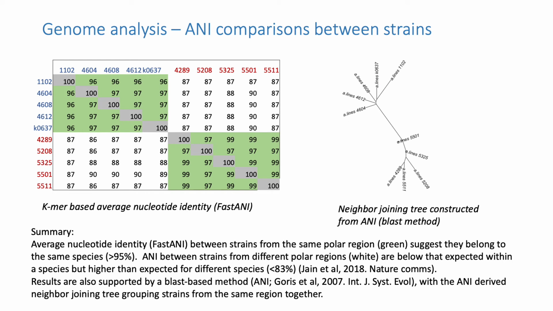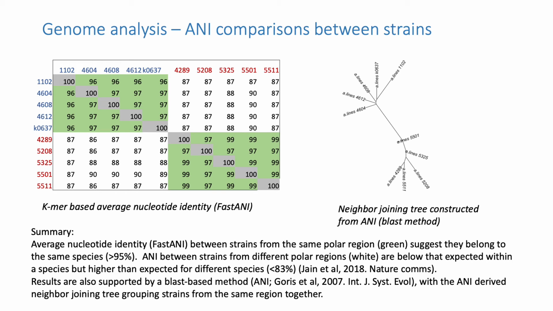This higher level of similarity between strains from the same region is also observed when looking at average nucleotide identity to compare genomes. Both KMA-based and BLAST-based methodologies gave an identity of between 96 to 99% when comparing strains from the same region. This suggests that they are from the same species, as the interspecies cutoff is 95%.